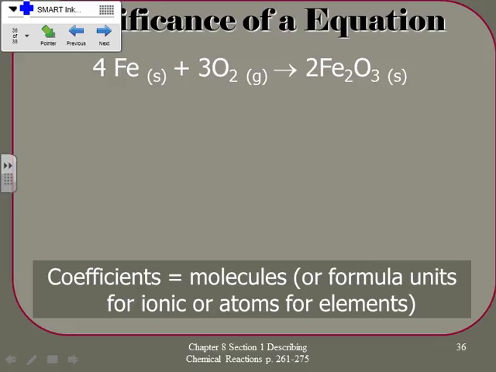Sounds a little awkward, doesn't it? 4 what? 4 iron what? 4 iron pieces, like just big chunks of iron, or is it something more specific than that? I think someone said it. 4 iron molecules. Okay, close. We don't really call this a molecule because it's just one thing, right? Okay, so 4 iron atoms, right?